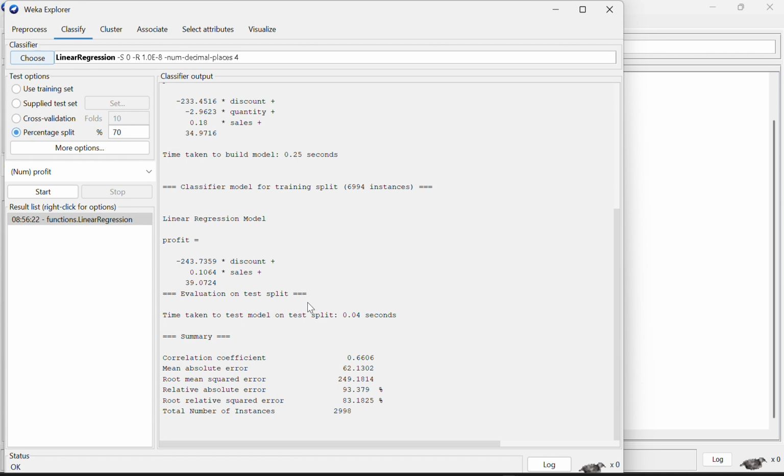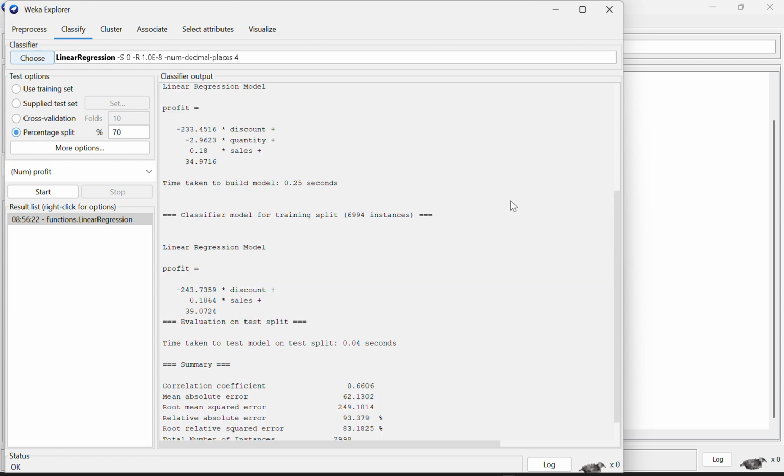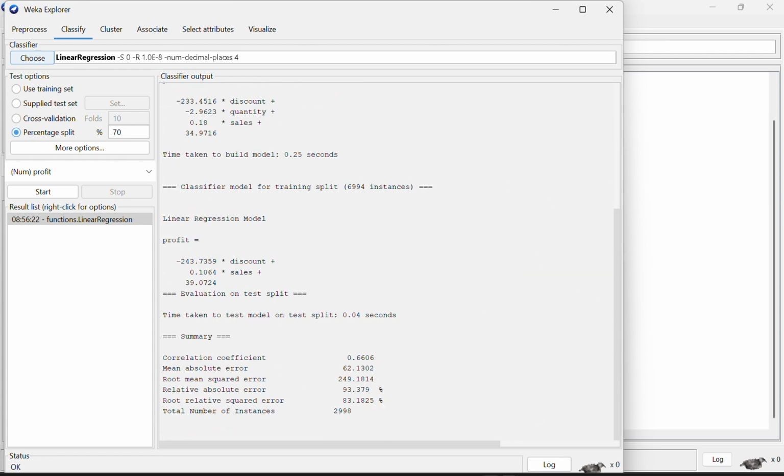Together, these models help businesses forecast profit more accurately, adjust their pricing and product strategies, and ultimately make smarter data-driven decisions. It is best to use both models equally, and both models are interpretable and predictive.